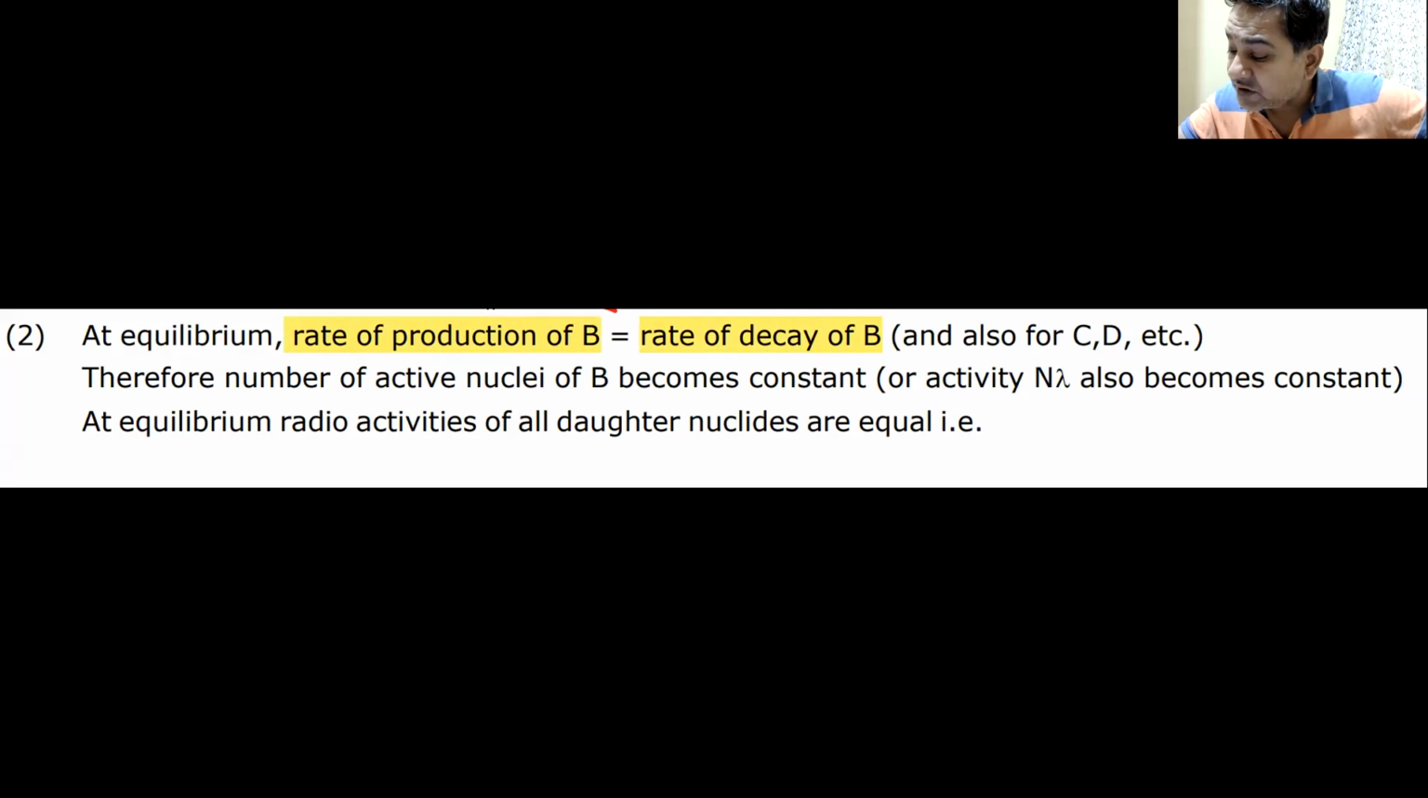Similarly, rate of production of C will be equal to rate of decay of C. Do we understand this? Yes, sir. Rate of production of D will be equal to the rate of decay of D. Do we understand this? Yes, sir. Please note this down.